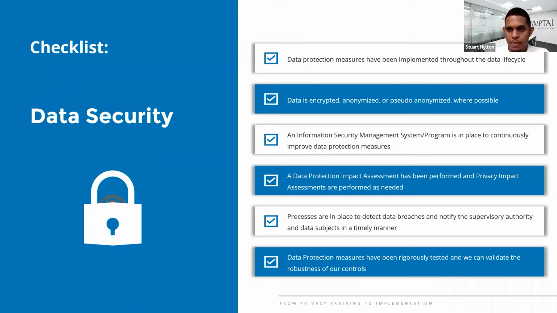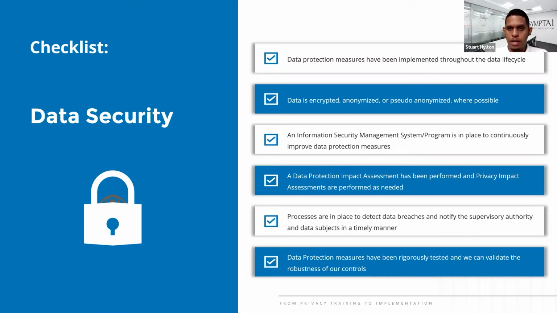Number four, processes are in place to detect data breaches and notify the supervisory authority and data subjects in a timely manner. So do we have a mechanism for knowing when it's a breach versus an incident, and that we can notify the relevant persons within that 72-hour time limit that we have? So the moment we've identified a breach, do we have a way of ensuring that we notify the data subject and the information commissioner within 72 hours, or are we going to sit on it until we really figure out everything else about it?